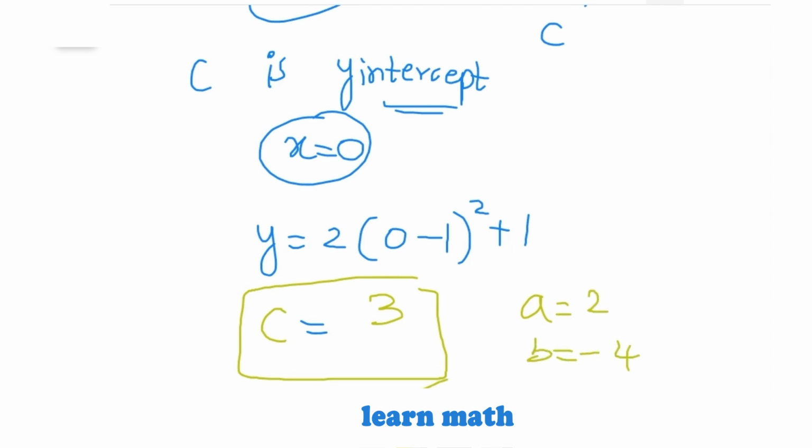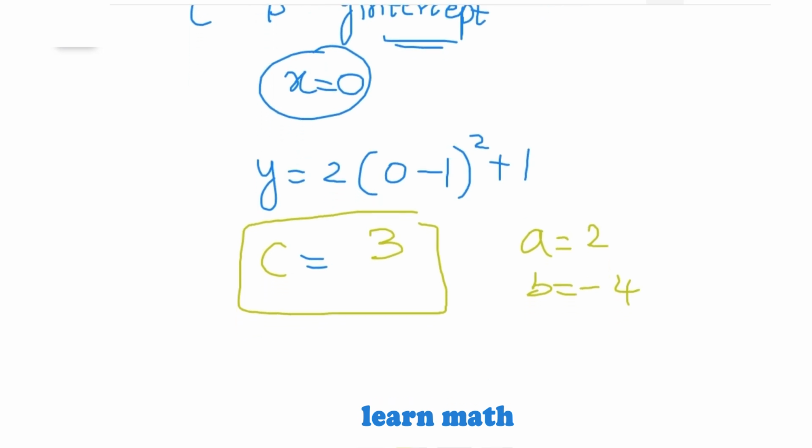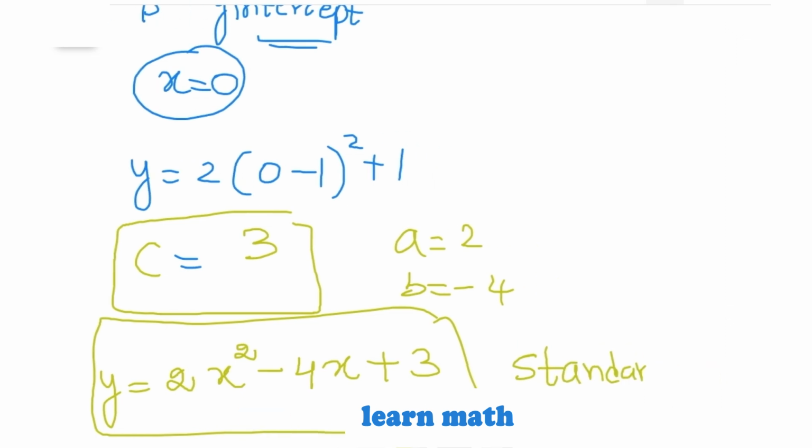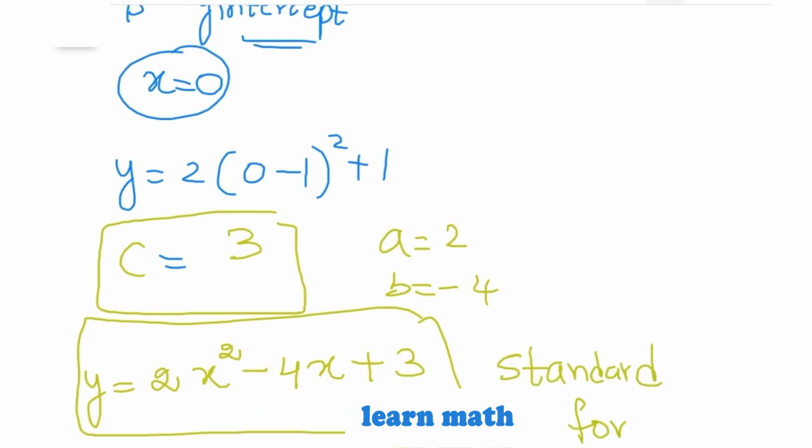Now can you write the standard form? Tell me orally what is the general form now. y is equal to ax squared plus bx plus c, so 2x squared minus 4x plus 3. And this is the standard form. So we got vertex to standard form.